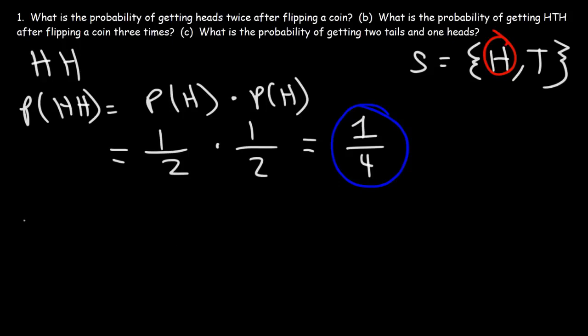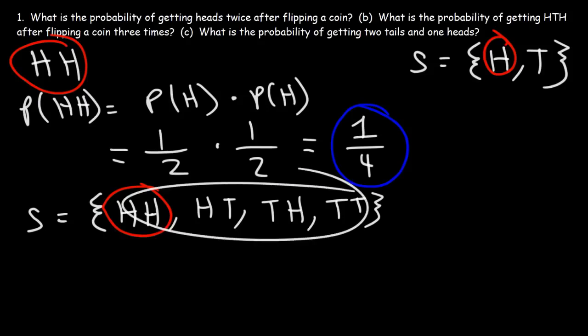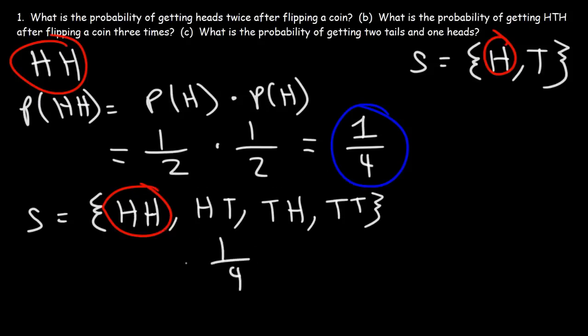Now, to confirm this answer, let's write out the sample space for flipping two coins. We can get heads and then heads, or we can get heads then tails, or we can get tails first and then heads on the second try, or we can get two tails. So notice that we have one event that is our desired event out of a potential of 4 events. So that's why the probability is 1 out of 4. Out of the 4 events, only one leads to a successful outcome, the outcome that we want. And so that's one way in which you can confirm that answer.